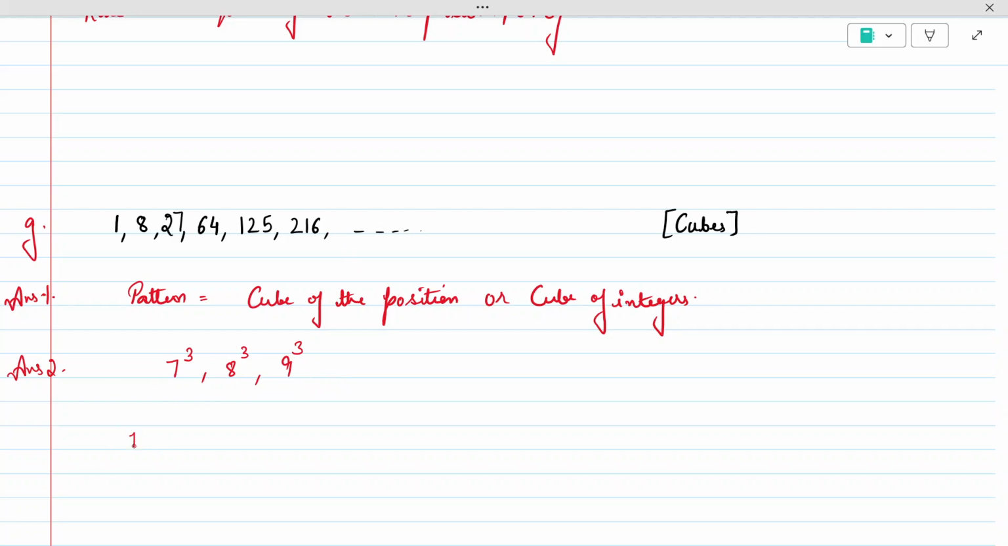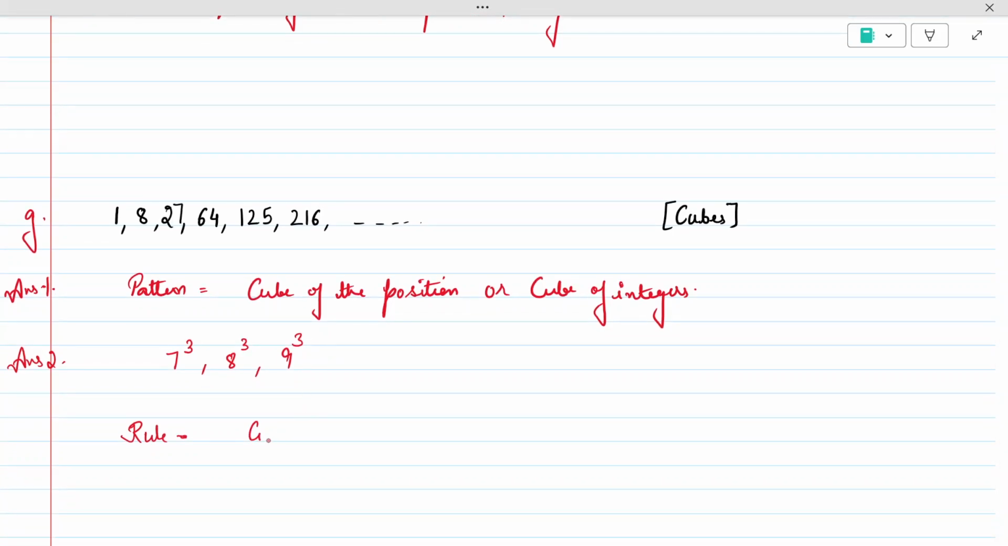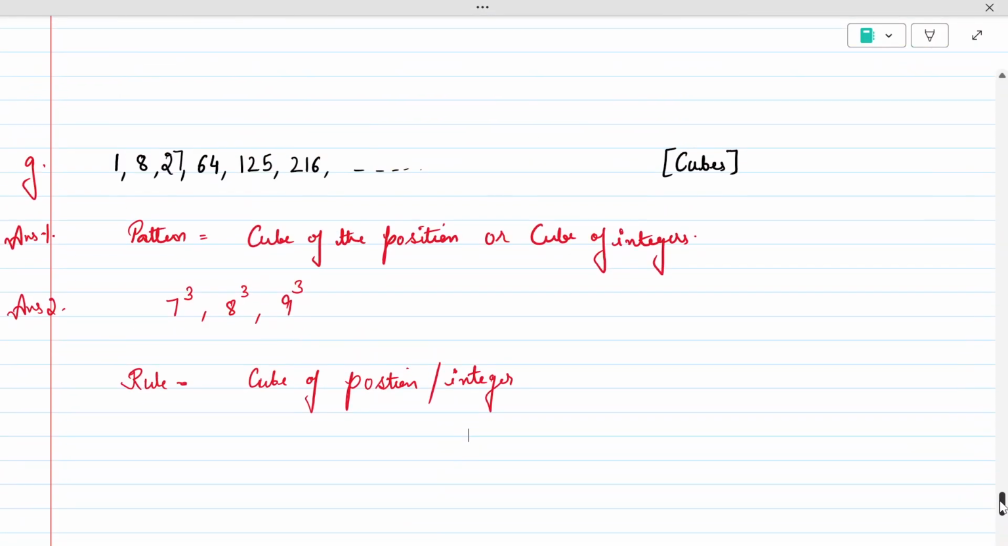Next is the rule. So the rule is to find the cube of the position or integer, right? And we know what a cube is. It is to the power of 3. We have to multiply that number 3 times. This we have done in the sequences in the last class.